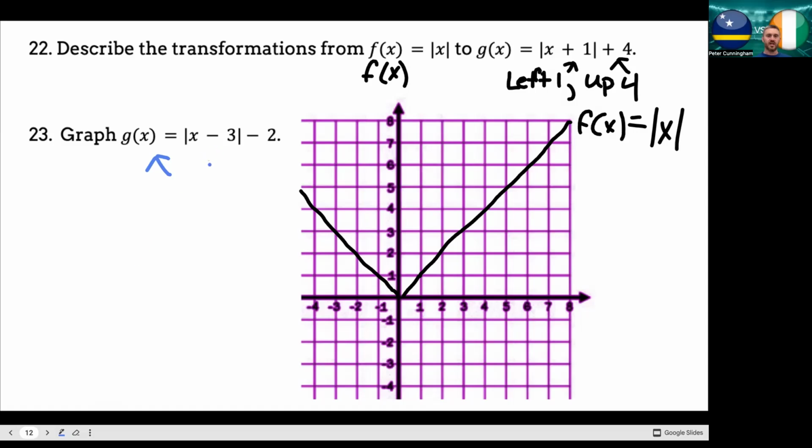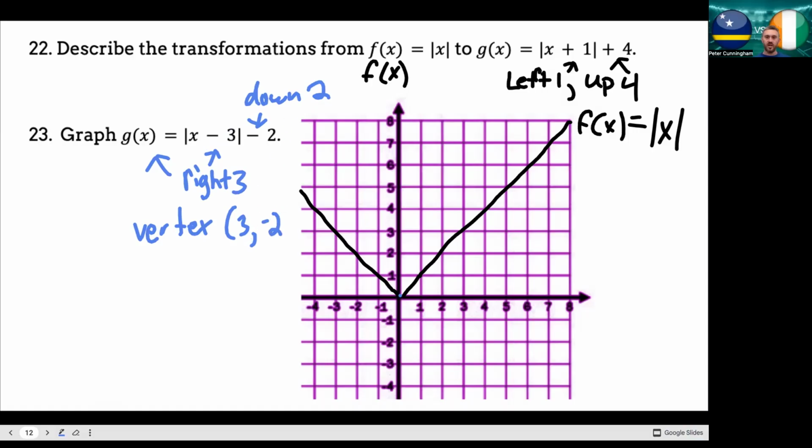G of x, we're saying this left. I know when it says minus, you're thinking you want to go left, but what happens is the opposite happens inside these parentheses. So we're going to say this goes to the right 3 and down 2. So we would have a vertex. Right 3 would be +3. Down 2 would be -2.